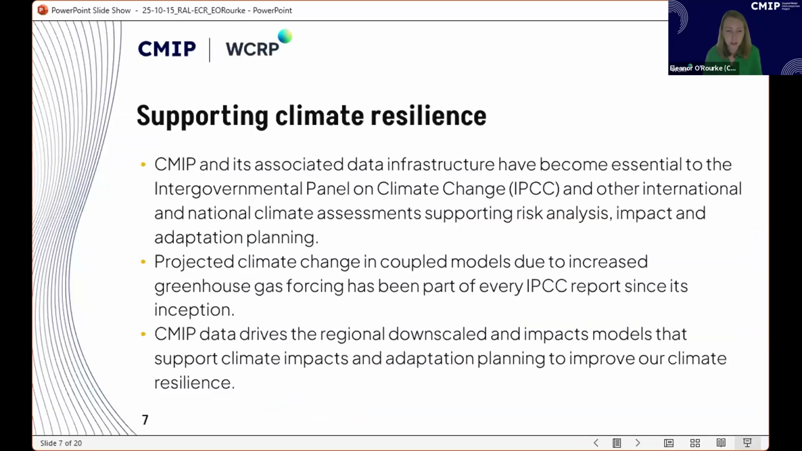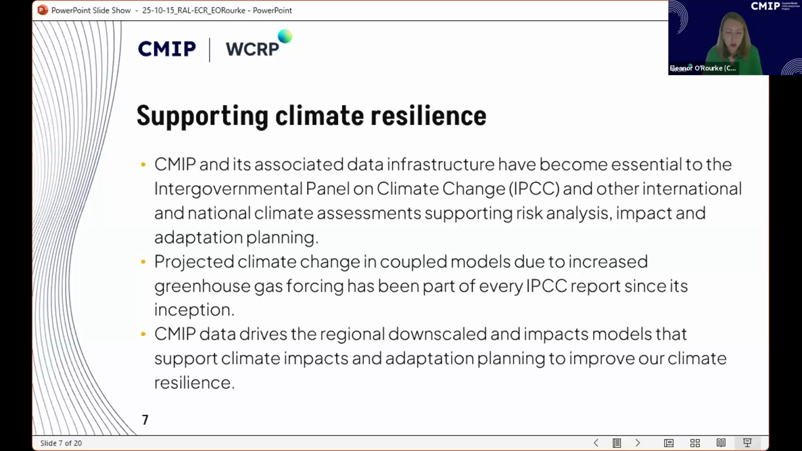So CMIP and the infrastructure and delivering the data has become quite essential to the Intergovernmental Panel on Climate Change, the IPCC, as well as all the other international and national climate assessments that help support climate policy development, mitigation plans, but also risk analysis, impact and adaptation planning. The projected climate change in the coupled models due to greenhouse gas forcing has been part of every IPCC report since their inception and since CMIP started.